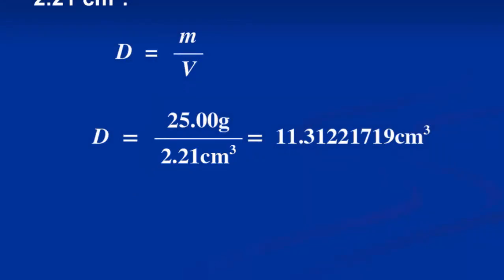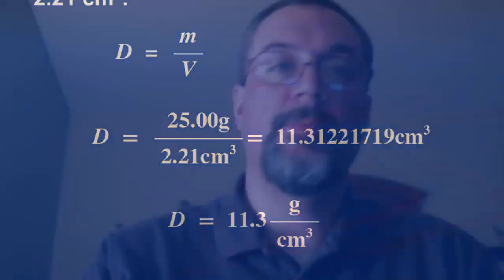So what do we do? The rule is, when I'm multiplying or dividing, my answer has to have the same number of significant figures as the measurement with the smallest number of significant figures in the problem. 25.00, if we count the number of significant figures, has 4. The 2, the 5, and then the 2 zeros are after the decimal point, so they're significant. 2.21 cubic centimeters only has 3. So I have to round my answer to have 3 significant figures. I take the first 3 I encounter, 1, 1, and then the 3, and I drop everything else. And I get 11.3 grams per cubic centimeter. That's my answer, with the correct number of significant figures.